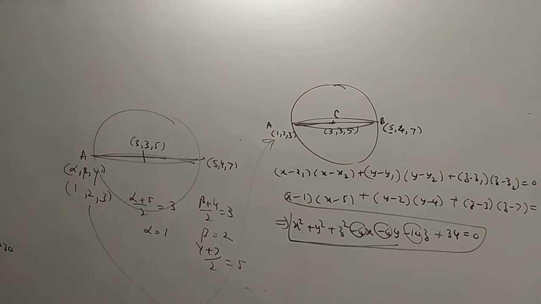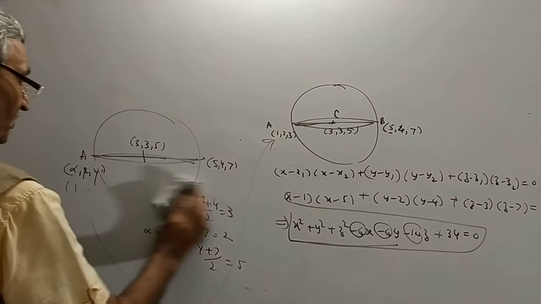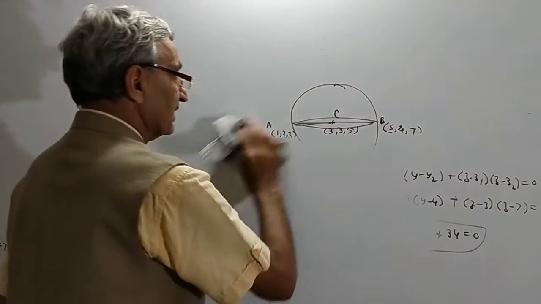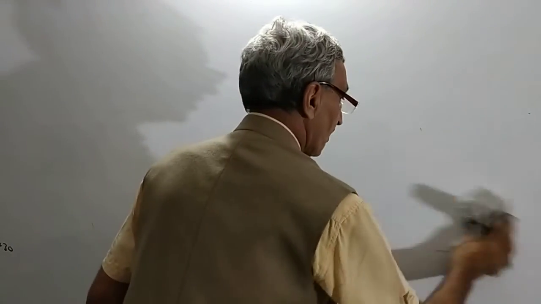The next question I will go for is when the sphere equation is given and we want to see whether the sphere is real, imaginary or a point sphere. We want to know whether the sphere has a real radius or it has a zero radius.